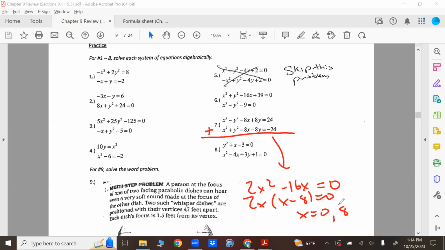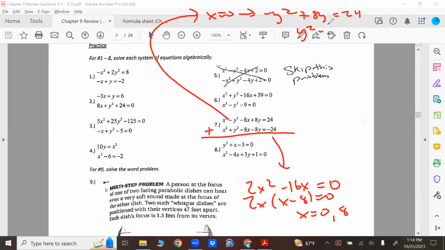0 and 8, love it. Then you have to solve for the y values that go with them. That's going to be a little bit of a pain, but we'll deal with it. If x is 0, you get minus y squared plus 8y equals 24.